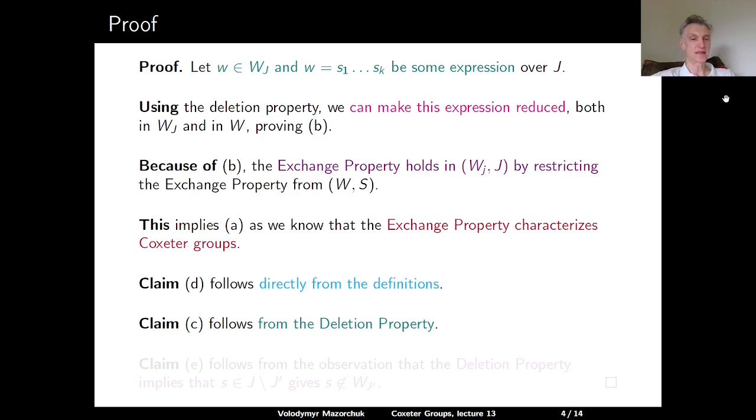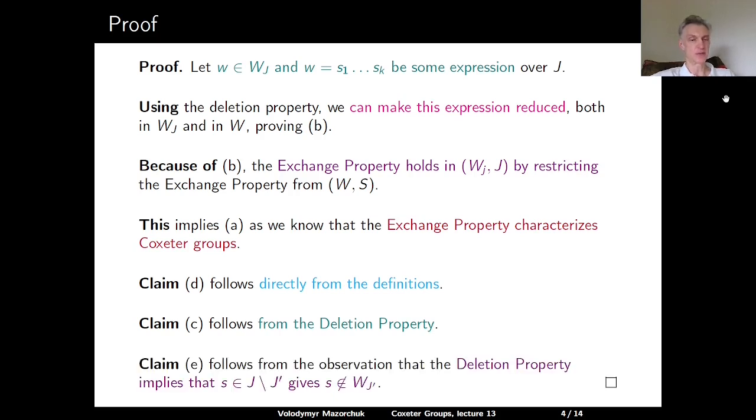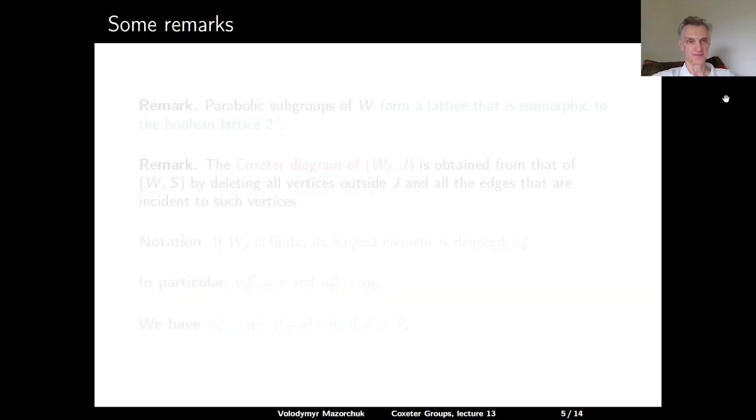And finally, the last claim that W_J is equal to W_J' if and only if J is equal to J' follows as soon as we observe that the deletion property implies that each element in J which doesn't belong to J' cannot be an element in W_J'. And so this completes the proof of our basic properties.